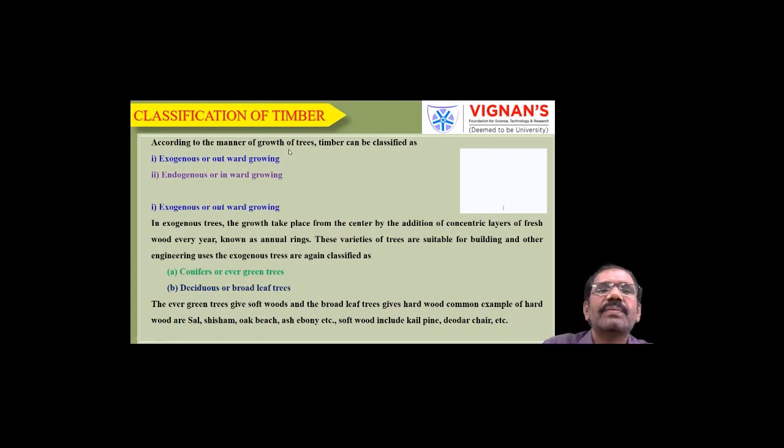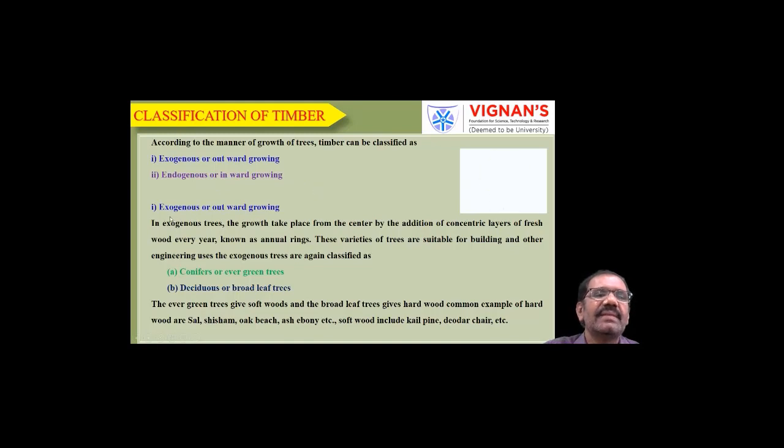According to the manner of growth of trees, timber can be classified as follows. Most of you know this one. Most of you are familiar with this wood, but you don't know how to group it. I am grouping here. That is the only difference between you and me. Okay, now if we see this classification, exogenous or outward growing timbers, that is the classification of these trees or timber. The first one is the classification according to exogenous or outward growing. Next one is endogenous or inward growing.